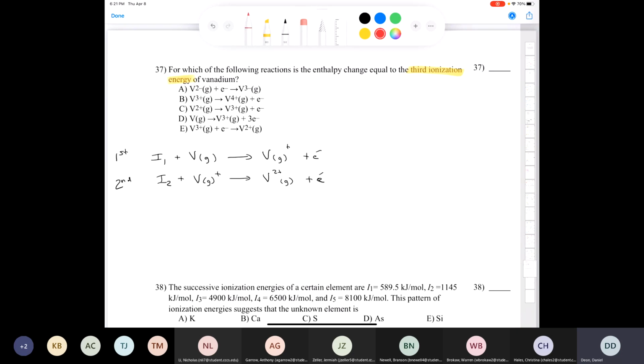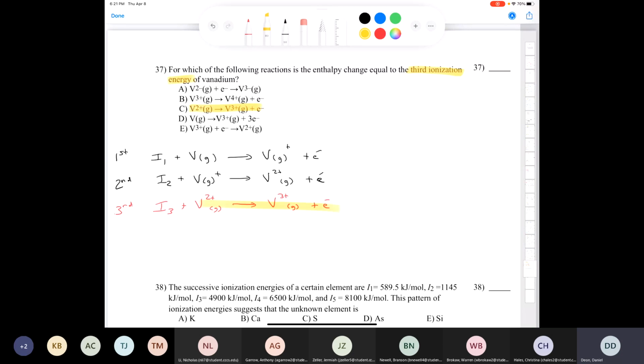And so the answer is going to be the third ionization energy, means we need to put even more energy in to our vanadium 2+ cation in the gaseous phase to form a vanadium 3+ cation in the gaseous phase and release another electron. And so the answer is the vanadium 2+, which produces the vanadium 3+ plus an electron.